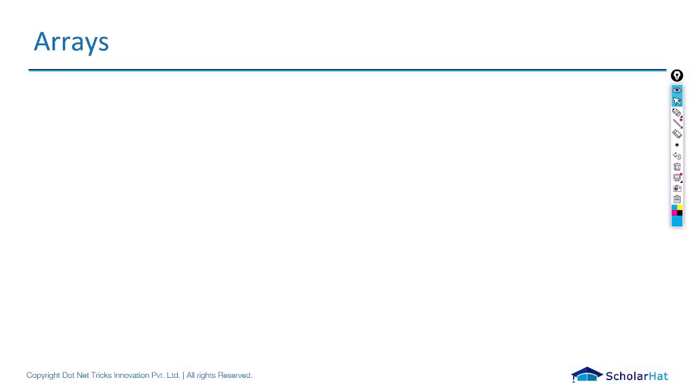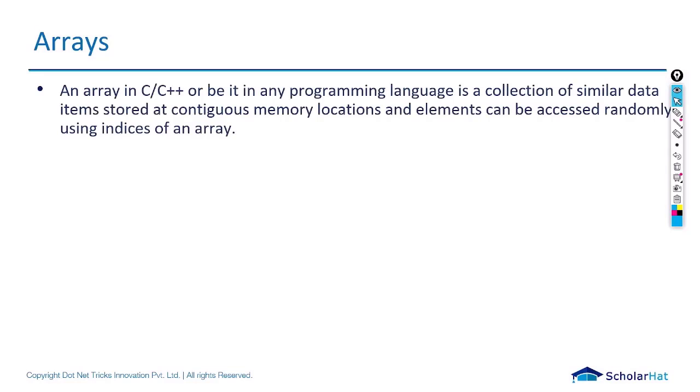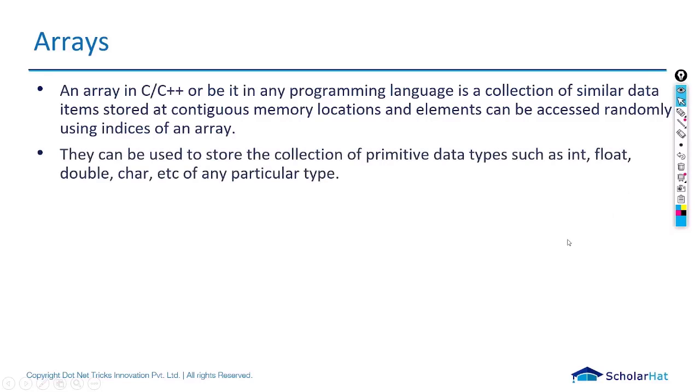So let's jump in. An array is a data structure, so it is applicable for all languages. An array in C, C++ or any programming language is a collection of similar data items stored in contiguous memory locations, and elements can be accessed randomly using the indices of an array. If you don't understand what this whole statement means, I'll get through it.